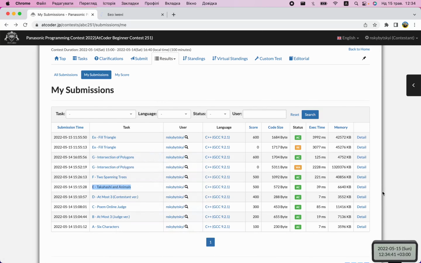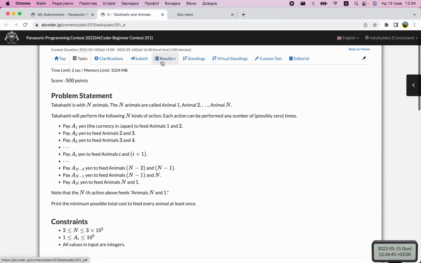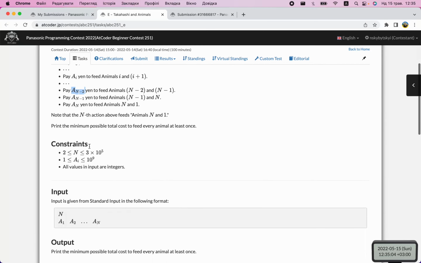Problem E was kind of easy and also standard. We had n animals to feed. We were allowed to pay A1 yen to feed first and second, then A2 to feed second and third. So basically for every pair of consecutive animals, there is some cost that we can use to feed them.